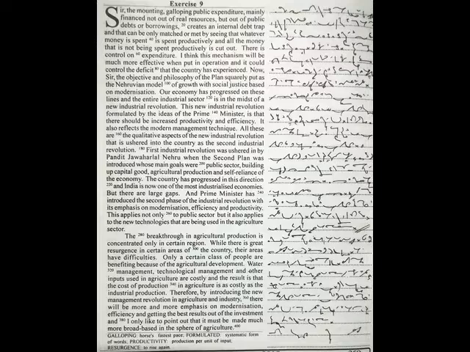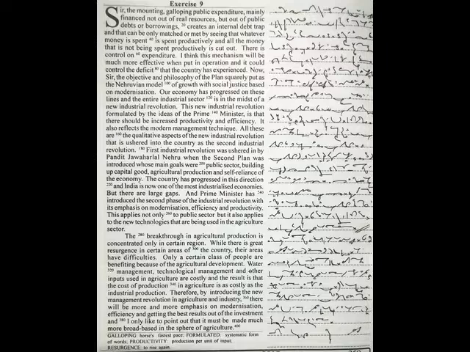All these are the qualitative aspects of the new industrial revolution that is ushered into the country as the second industrial revolution. First industrial revolution was ushered in by Pandit Jawaharlal Nehru when the second plan was introduced, whose main goals were public sector building up capital goods, agricultural production, and self-reliance of the economy. The country has progressed in this direction, and India is now one of the most industrialized economies.